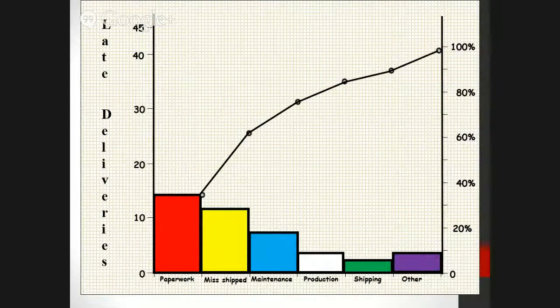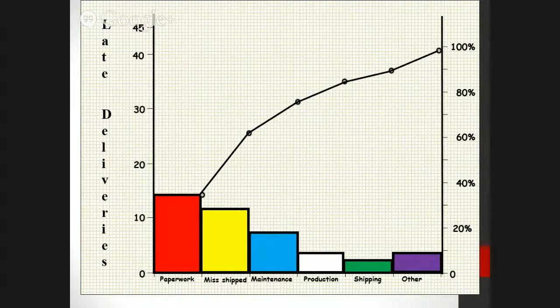I have 14 times I was late because of paperwork. And that was 33% of the total time I was late was because of paperwork. Does that make sense how we're reading this chart? I was late 14 times because of paperwork. That accounted for 33% of the total times I was late in 6 months. That's our diagram.